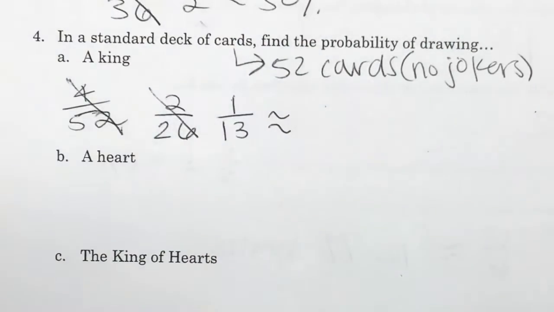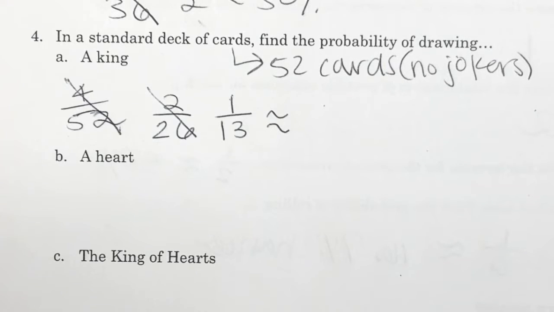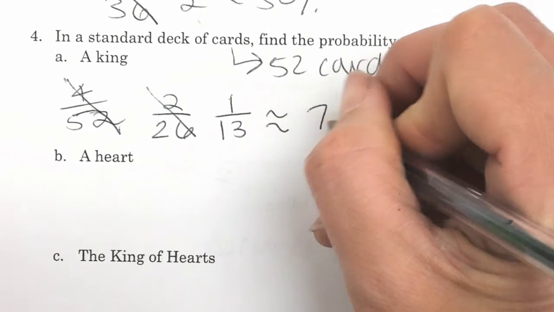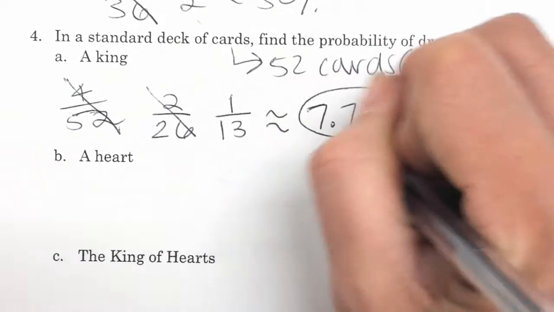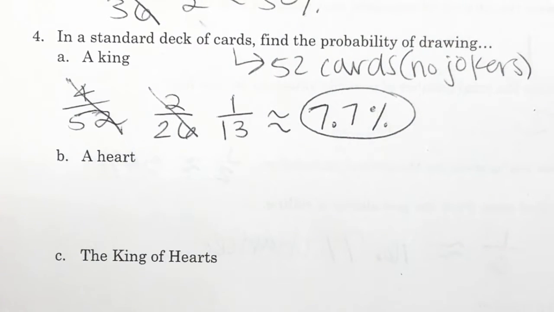And tell me what the percentage would be. 7.7. Good. So if you drew from a deck of cards and you're trying to draw a king, you'd have a 7.7% chance. There are four of each suit, each number. Except for jokers, there are like 2 of them, but we're not dealing with jokers. So each one has 4.